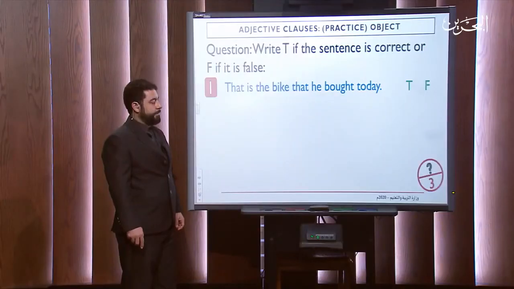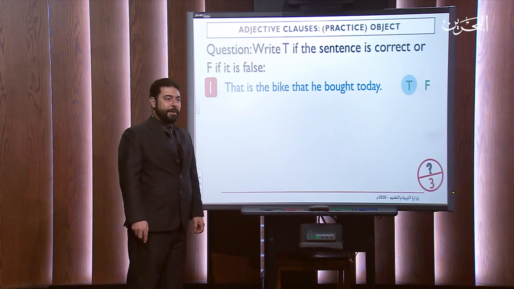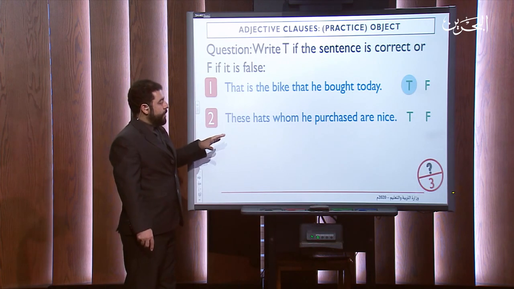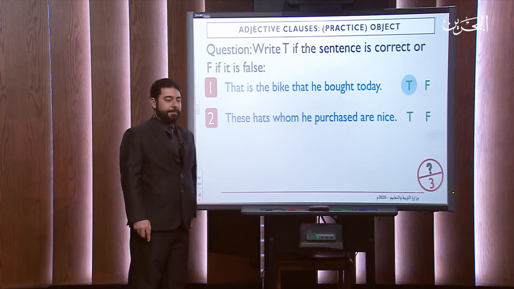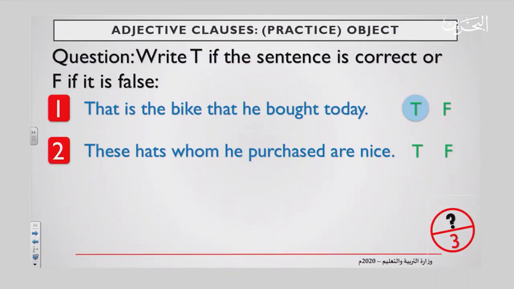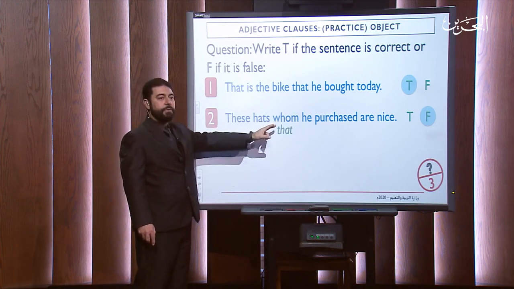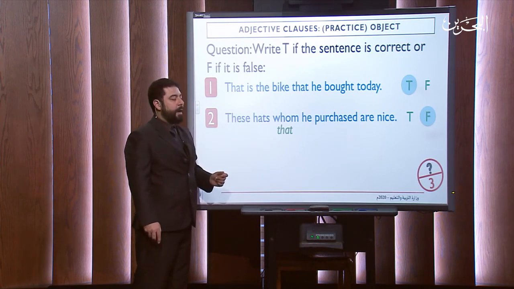Okay, let's check. 1, 2, 3. Correct. That is the bike that he brought today. That is the bike he brought today. Let's check number 2. These hats whom he purchased are nice. Is this sentence correct or false? Okay, let's check. False. Why is that? Because instead of whom is used for people who are objects. So these hats that he purchased are nice.